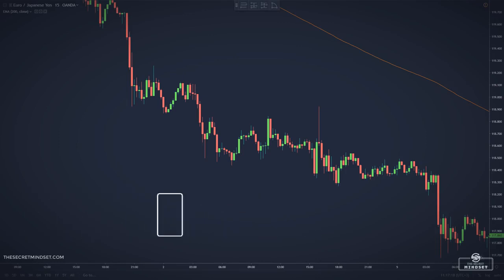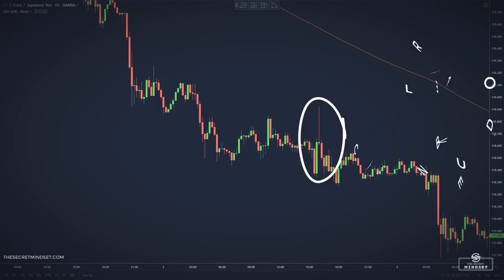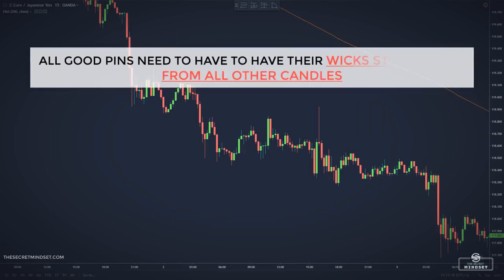The best pin bars are large and obvious candles that, as soon as you flick over to your charts, you will notice them. These are the pin bars that stick out and are practically screaming at you to trade them. All good pin bars need to have their wicks sticking out from all candles, and if they don't, then they don't fit the basic criteria I've talked about.